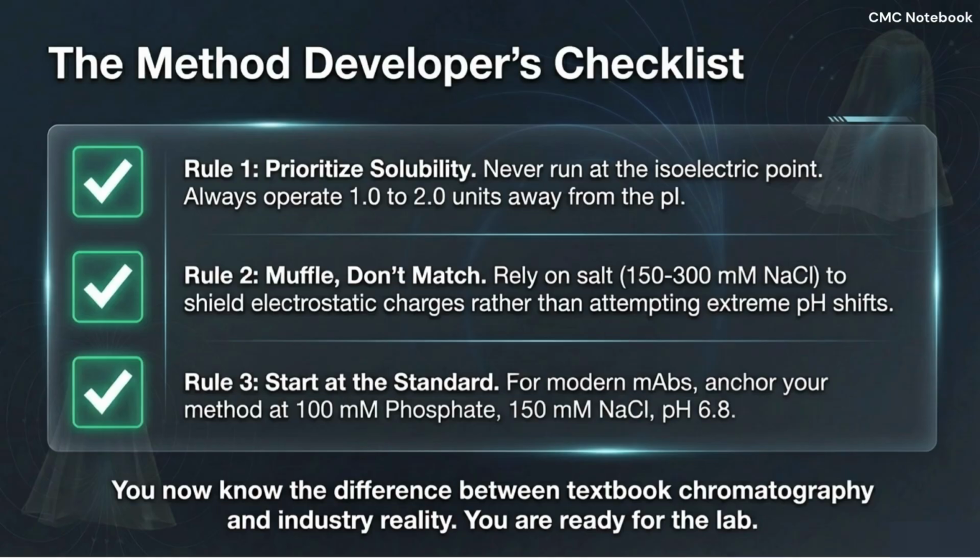To wrap up, here is the method developer's checklist to bridge the gap between theory and industry reality. First, prioritize solubility by staying 1.0 to 2.0 units away from the pI to avoid aggregation. Second, muffle electrostatic charges with salt rather than forcing extreme pH shifts. Third, always anchor modern mAb methods at the 100 millimolar phosphate, 150 millimolar sodium chloride, pH 6.8 standard. Follow these rules, and you are officially ready for the lab.